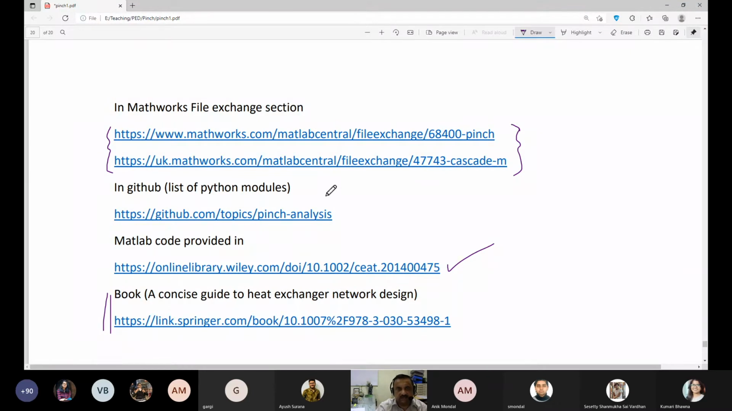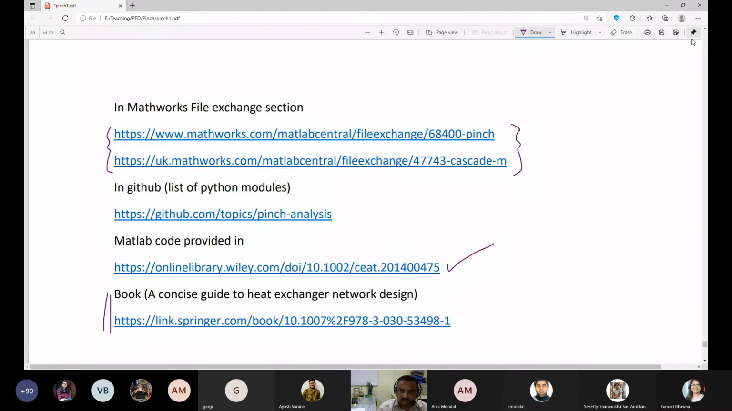Then you repeat the same exercise through software for various delta T min values and generate the cost data, and find where the total cost is minimum. This is the book that you may refer to. It is not that this is the prescribed book, but it is available to you from the Central Library website.